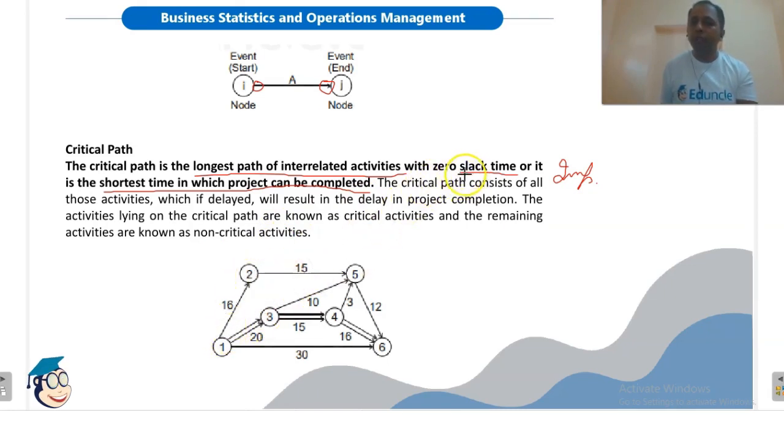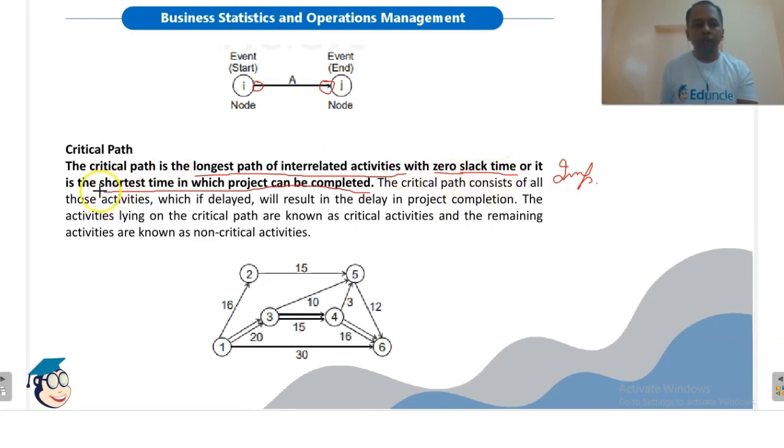The activities on the critical path will have zero slack time. Remember this carefully. Slack time means the time by which an activity can be delayed. All the activities lying on the critical path are known as critical activities. All the critical activities cannot be delayed even by a single day or by a single unit of time. Otherwise, it will delay the duration of the entire project. So the critical activities will have zero slack time.